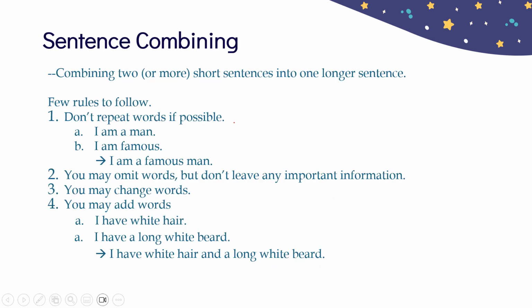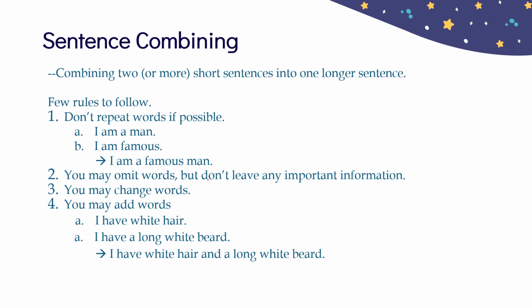We come to sentence combining. Combining two or more short sentences into one longer sentence. There are a few rules to follow. The first one, don't repeat words if possible. Like here, I am a man, I am famous. So these two short sentences can be combined into one longer sentence. I am a famous man.